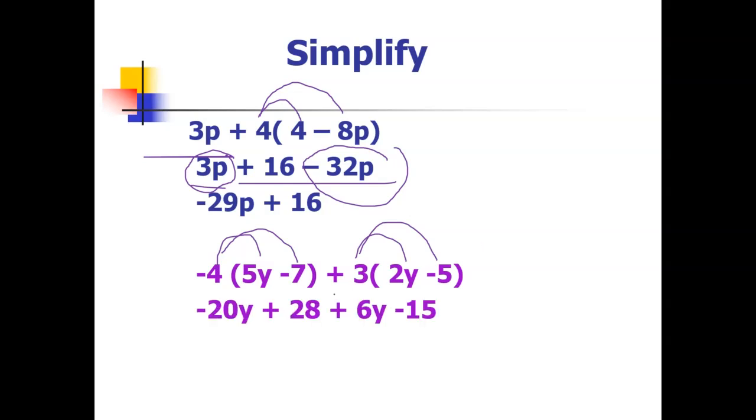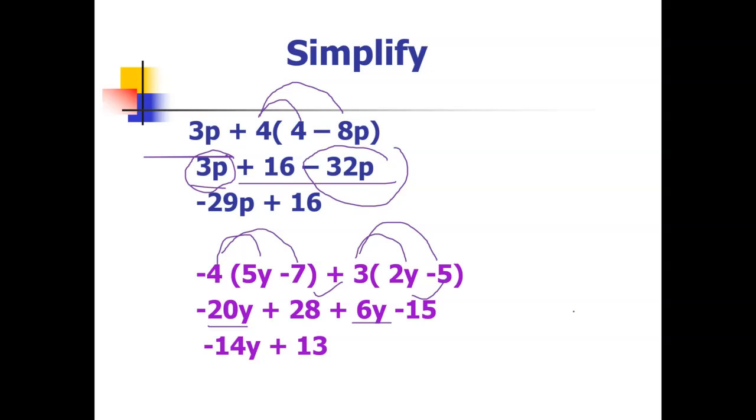Let's get that first. Here we have 2 y terms and we have 2 numbers. I'm going to combine the letters together and the numbers together. Negative 20y and 6y will result in negative 14y. 28 minus 15 will give me positive 13. Your final answer will be negative 14y plus 13. The whole idea is to make sure that you are combining the y's together and the numbers together.